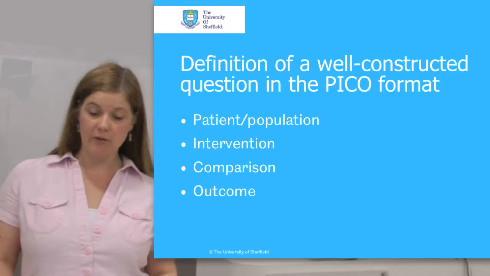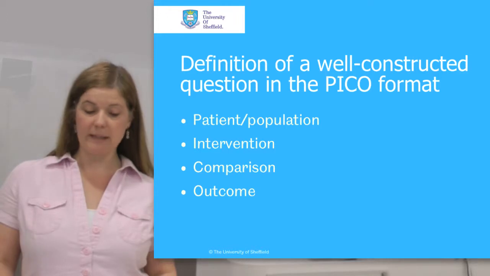And all that PICO stands for is, firstly, patient or population, that's the P. The I is the intervention, the C is the comparison, and the O is the outcome. So if you think about deriving a question, thinking about those four aspects, hopefully you'll get to a very specific question that you can then search for.